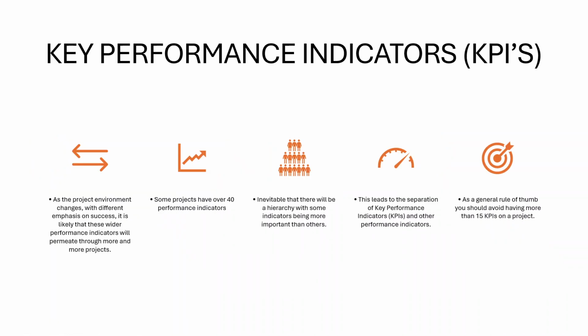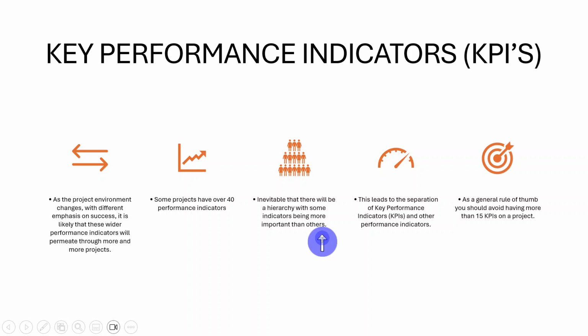Key performance indicators: as the project environment changes with different emphasis on success, it is likely that these wider performance indicators will permeate through more and more projects. Some projects have over 40 performance indicators. It is inevitable that there will be a hierarchy, with some indicators being more important than others.